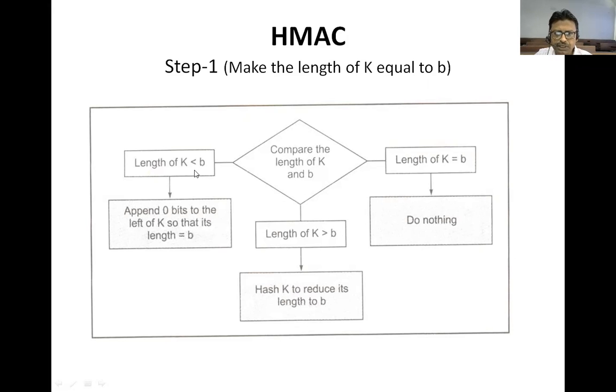But if the length of the key is less than B, for example the block size is 64 and the key size is 48, then in that case we append 0 bits to the left of the key so that the length will become equal. And when the length of the key is greater than the block size, then we hash the K to reduce its size equal to B. We truncate some of the bits of the K so that it will become equal to B. So the first step of HMAC is to make the key length equal to the number of bits available in the block.